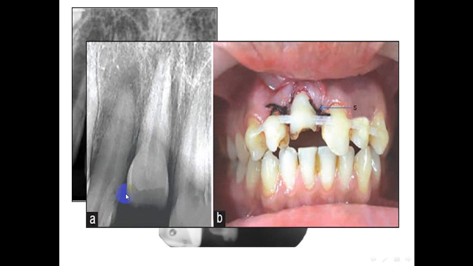In reverse, there is a second type of trauma, which is a direct blow to the tooth, causing it to be intruded inside the jaw.